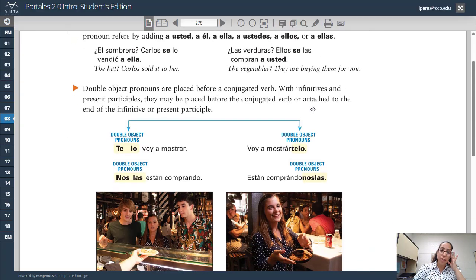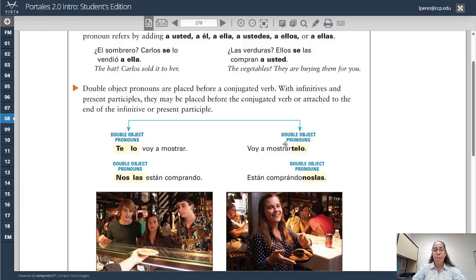Double object pronouns are placed before the conjugated verb. It's always the indirect, then the direct, ID. Now, when you go to attach them, you can attach them to infinitives and you can attach them to participles. This has happened every time we learned a new object pronoun, whether it was direct by itself, indirect by itself, or reflexive pronouns. So you attach in that same order, ID. Te lo voy a mostrar equals voy a mostrártelo. It has the same meaning.